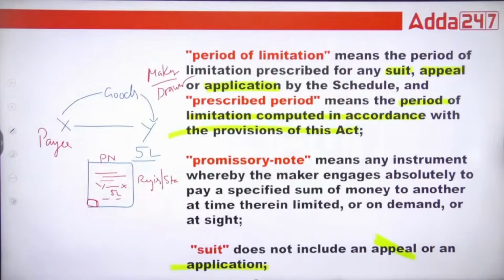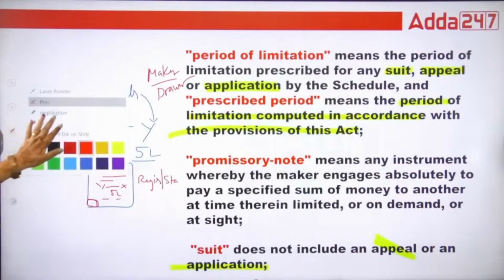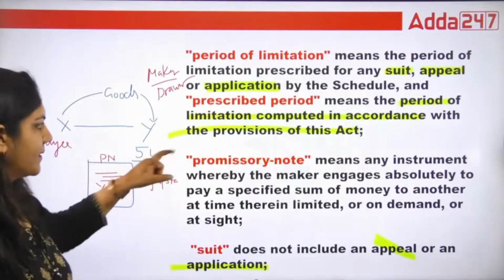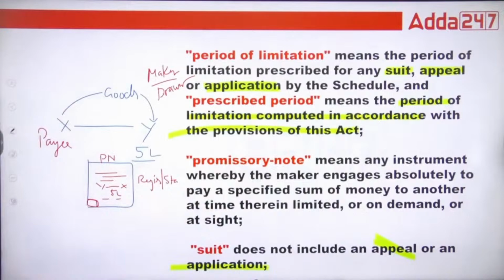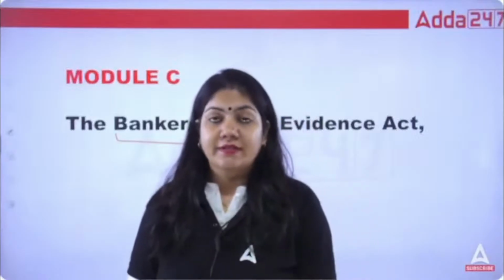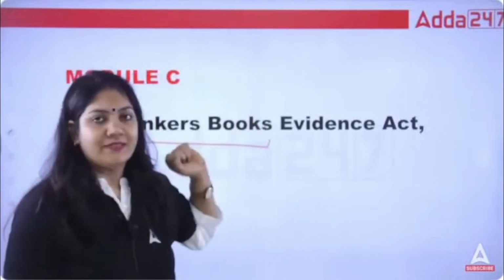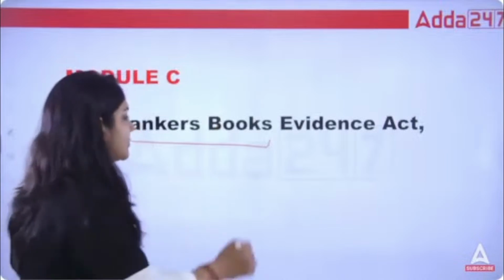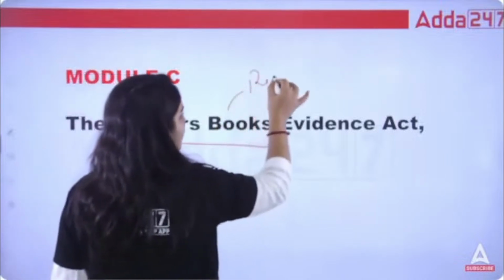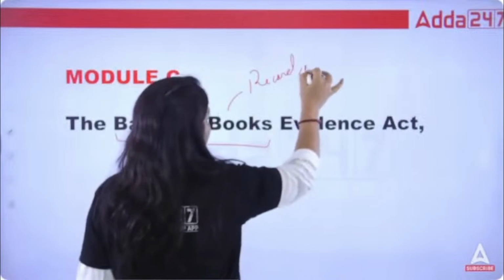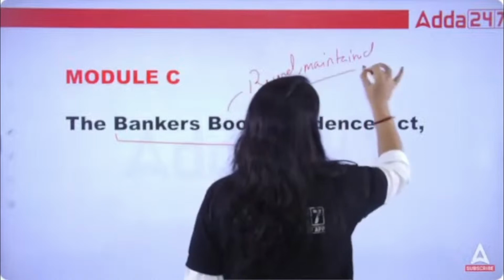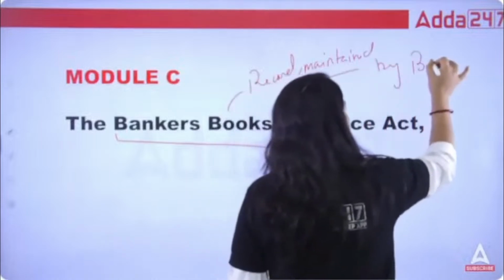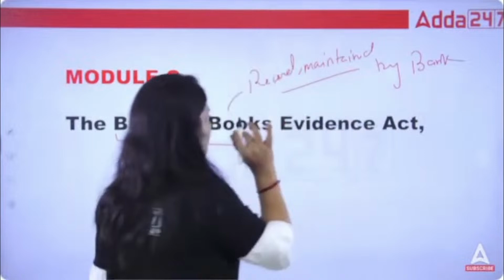Is that okay? Done, guys? Okay, this is called promissory note. So I think this definition is clear to us. So what kind of evidence does the bank have to present? That is written in the Bankers Book Evidence Act. Okay, so this book is nothing but the record which is maintained by the bank. This is called what book.